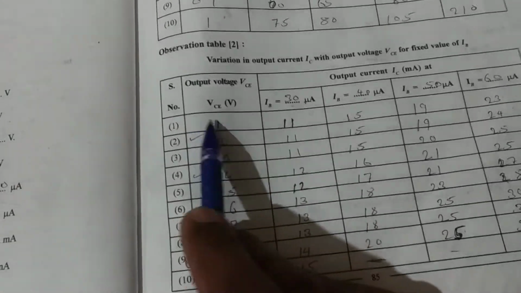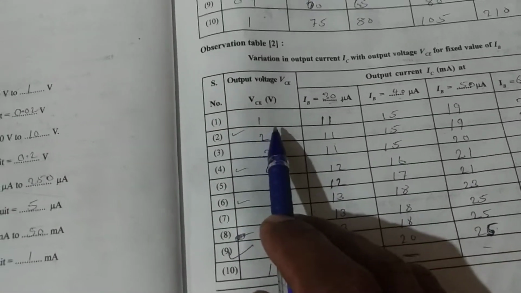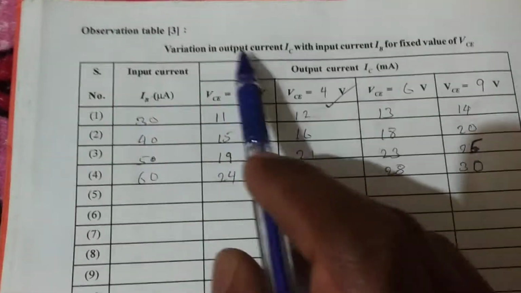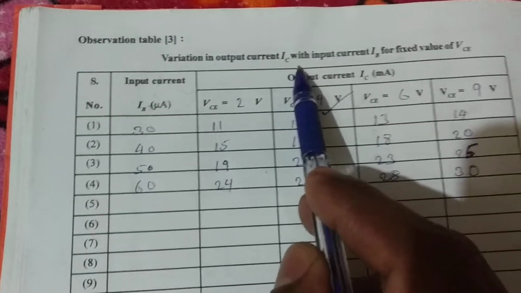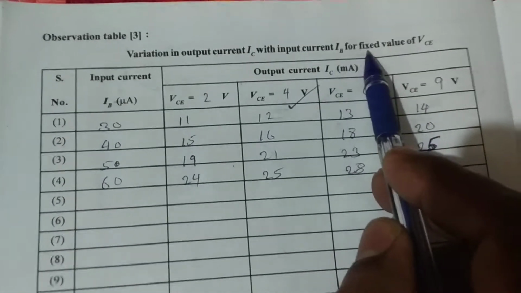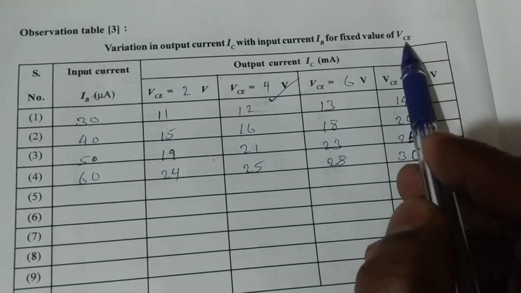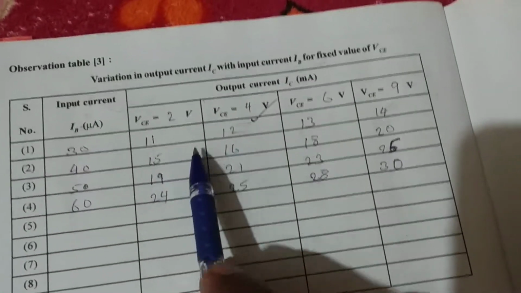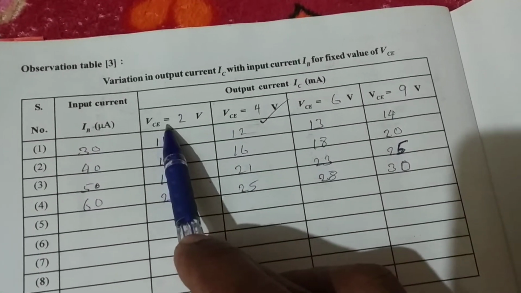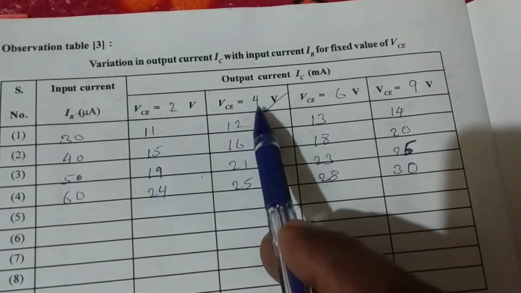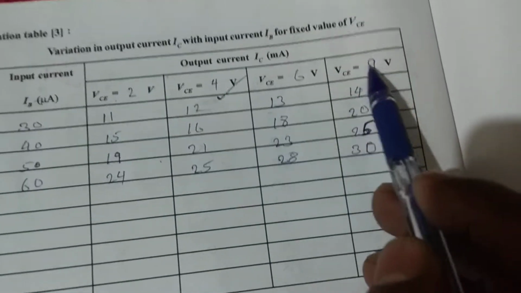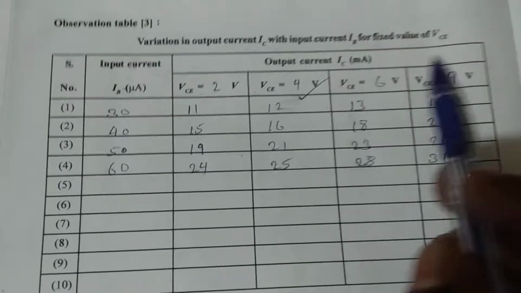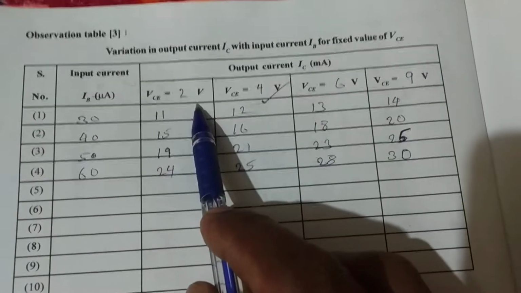Okay, the next table is table number 3. That table is drawn by using table number 2. So here is the variation of output current IC with the input current IB for fixed value of VCE. Here I have written only 4 values, that is enough. The values of VCE I am fixing are 2 volt, 4 volt, 6 volt and 9 volt. I already told you this table is drawn from table number 2.